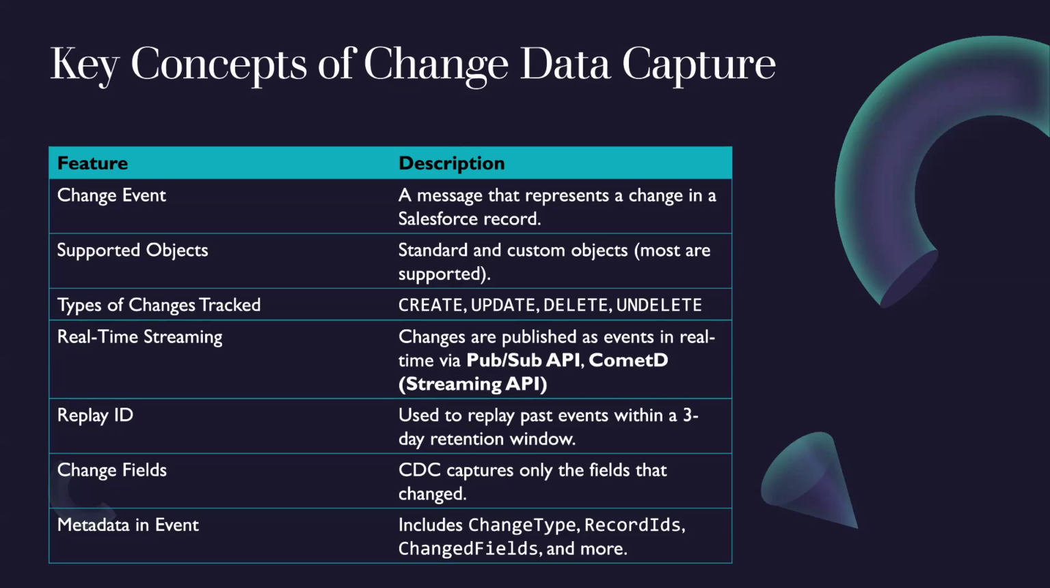The event metadata consists of the change type, whether it's a create, update, delete, or undelete operation, the IDs of the records which were modified, and the changed fields. As I said in my earlier example, if you modify only the industry field on the account, it only consists of that particular field. And there are a few more things which we would see in the upcoming slides.